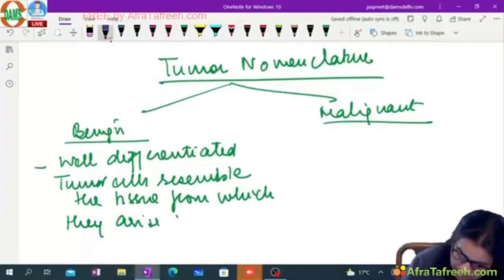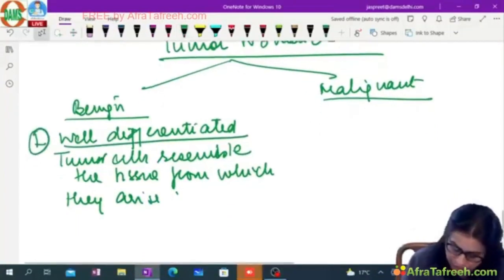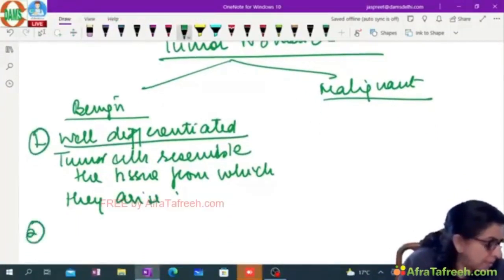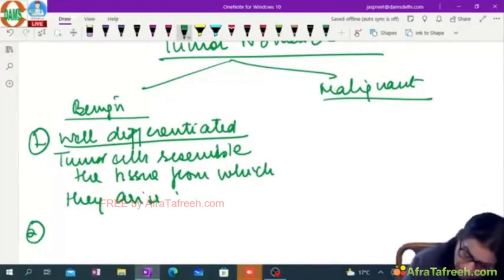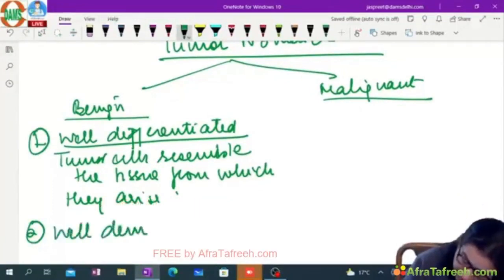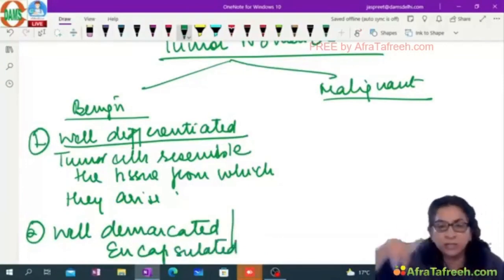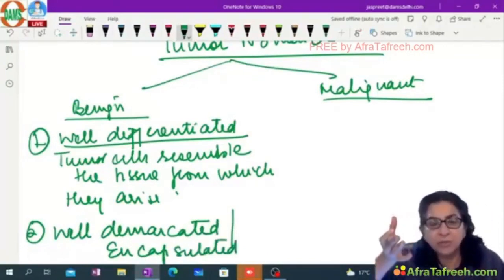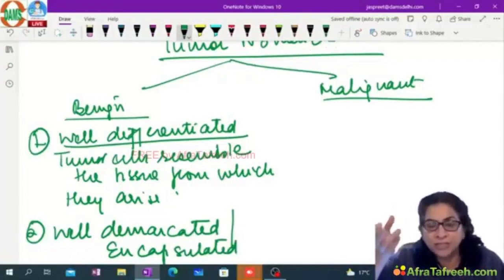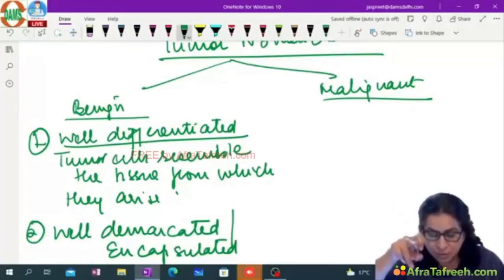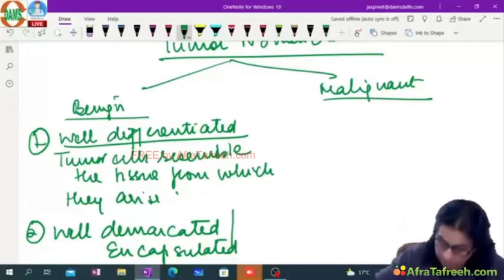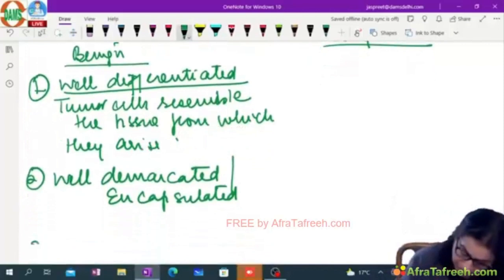So this is the first feature: benign tumors are well differentiated. Second, benign tumors are well demarcated, or they can be encapsulated. Lipoma has a capsule around it. Or even if they don't have a capsule, like a leiomyoma in the uterus, it is a benign tumor, it doesn't have a capsule, but it is well demarcated.